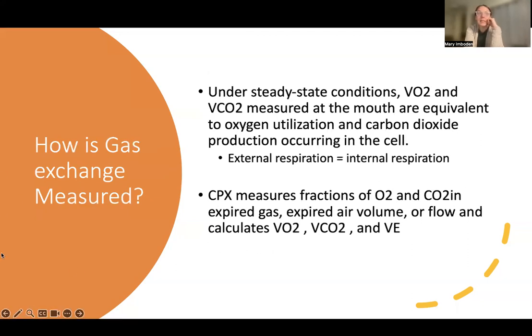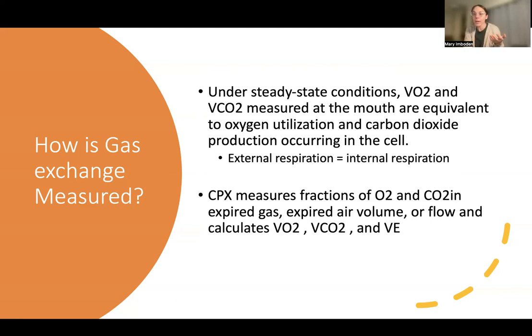So how is gas exchange measured? We see under steady state conditions, VO2 and VCO2, or oxygen consumption and carbon dioxide output measured at the mouth. So when someone's wearing a metabolic mask, those are equivalent to oxygen utilization and carbon dioxide production occurring in the cell. So it is thought that external respiration equals internal respiration.